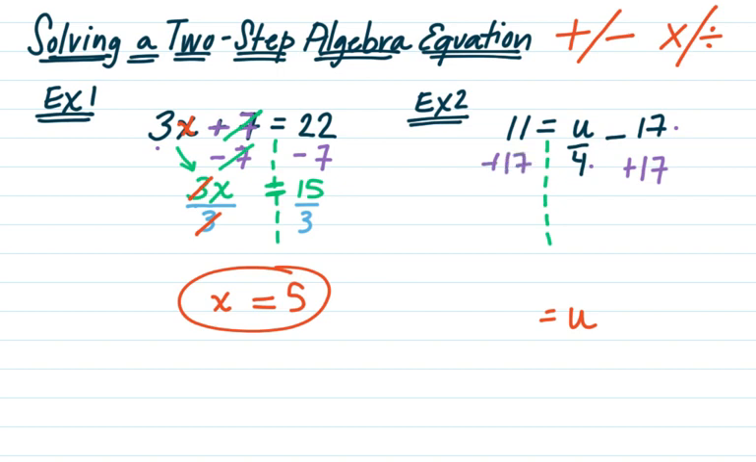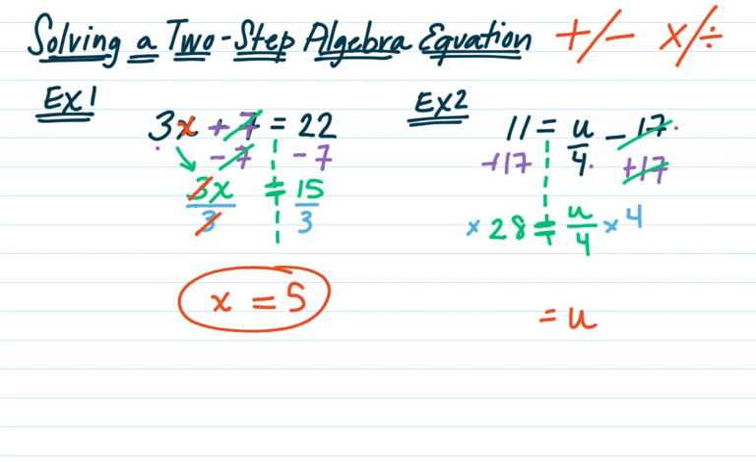And so for the next step, these cancel. And all I have here on the right-hand side is u over 4. All I have on the left-hand side is 11 plus 17, 28. Next step, I need to remove this 4. It's dividing by 4. So the opposite of dividing by 4 is multiplying by 4.